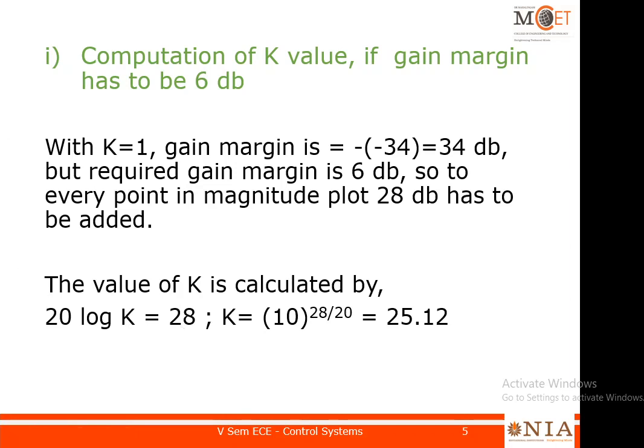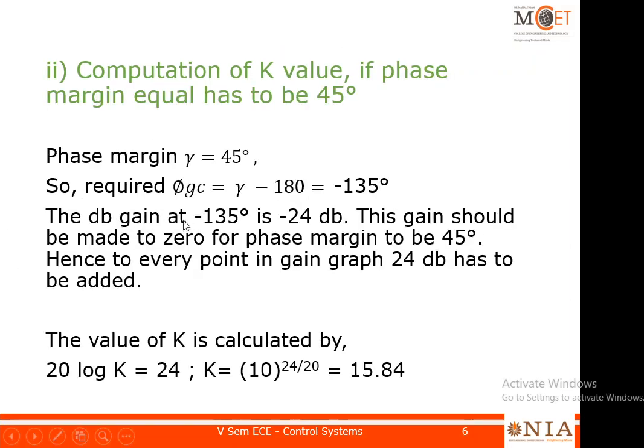The next part is to compute the k value such that the phase margin is 45 degree. You know that the phase margin is equal to 180 degree plus phi gc. So in that formula you substitute and find the required phi gc. When you substitute 45 here, you will get phi gc as minus 135 degree. When your phi gc is minus 135 degree, your phase margin will be 45 degree. So how do we calculate the k value for that? That's what we are going to see here.